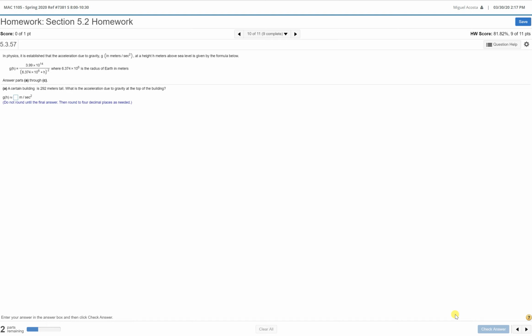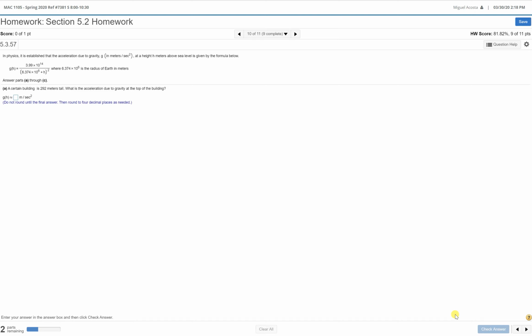In physics, you have this equation they gave us before. So what is G? G says the gravity G at the height h meters above sea level is given in the formula. So the gravity is equal to this giant number in scientific notation, divided by the rational function, 6.374 times 10 to the 6th power plus h, and all of that squared. And that big number, 6.374, is the radius of the Earth. Answer parts A through C.